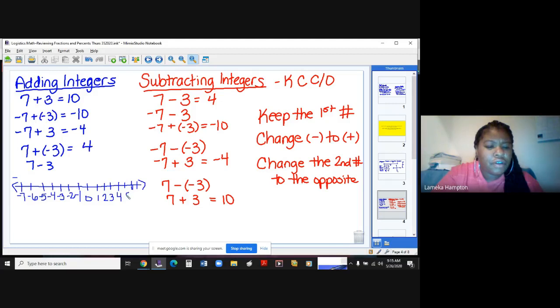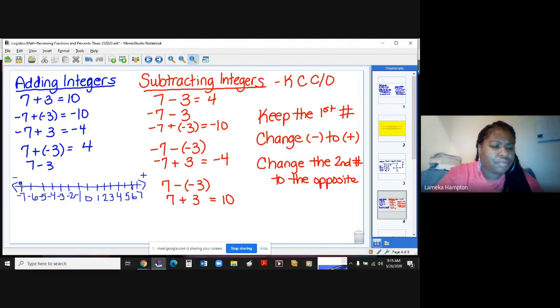All right, so again, remember, any number that is to the left of 0 is a negative number. Any number that's to the right of 0 is a positive number. All right, so I am going to start here at negative 7. So I'm going to place a little dot right there. Now, because 7 is negative, 7 is going to be to the left of 0.